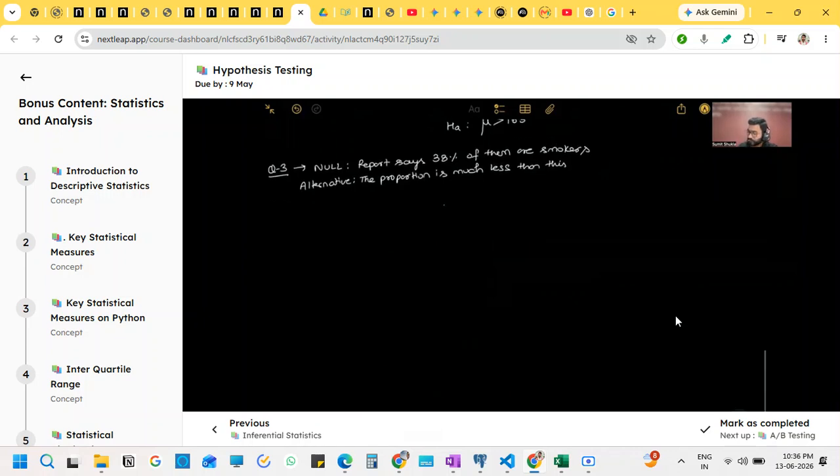So now I assume that mu represents the proportion of smokers. Then H naught is what the report says, mu is 0.38, and the alternative is mu less than 0.38. Now, why have I written greater than or equal to? Because Chatterjee believes that it is less than 0.38, right? So the opposite of that will be greater than or equal to.